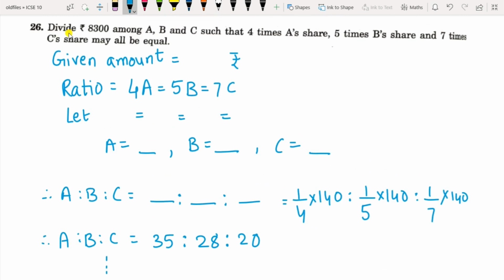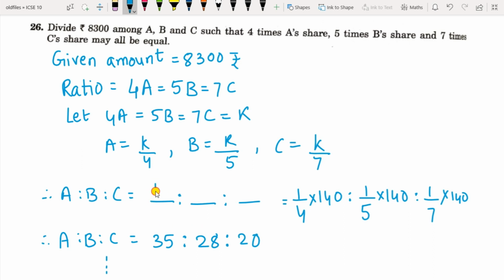Question 26. The total amount here is given as 8,300 rupees, and the relation is given as 4 times A's share, 5 times B's share and 7 times C's share. So let 4 times A's share equal 5 times B's share equal 7 times C's share, equal to some constant K. Therefore A will be equal to K by 4, B will be equal to K by 5 and C will be equal to K by 7.